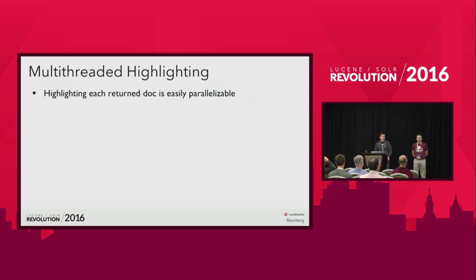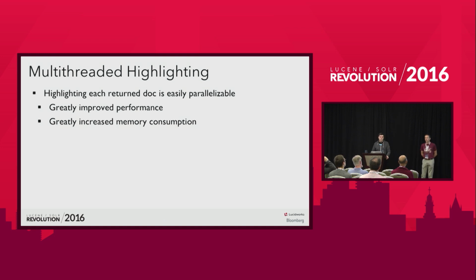So we did what you might expect. We then went to multi-threaded highlighting, which is everybody's favorite hammer. Highlighting each doc is easily parallelizable. They're all separate, so you can highlight them independently. And for the most part, this actually worked. We got greatly improved performance, and we got greatly increased memory consumption. So we ran this for a while. It did pretty well, but it was definitely challenging in our environment. We had to be careful about how many threads we were executing in parallel. So there's this trade-off between memory and speed that we were doing. And it was still a sizable fraction of our query times at the end of the day.